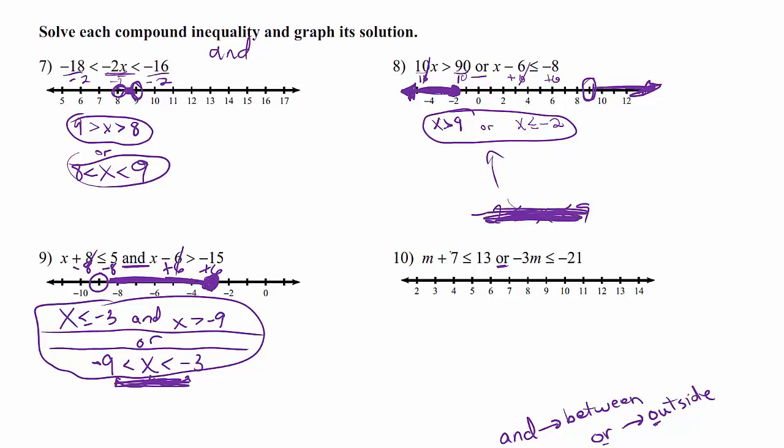On 10, this is an or, so we should shade out. We're going to do -7. M is less than or equal to 6, or divide by -3 on the second one. M is greater than or equal to 7. So we're saying less than or equal to 6, greater than or equal to 7. This is kind of the opposite of what happened to us on number 7, because they're really close together, and then we're shading out instead of between.